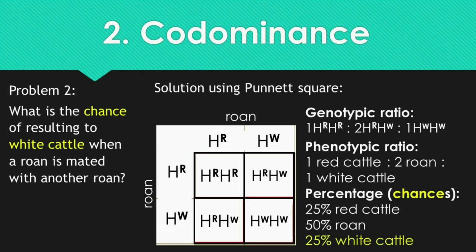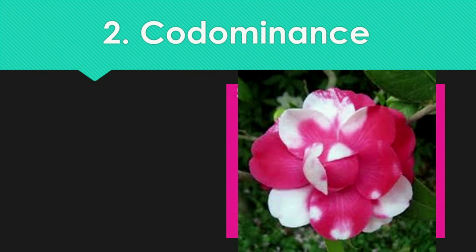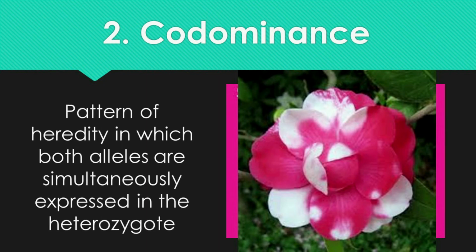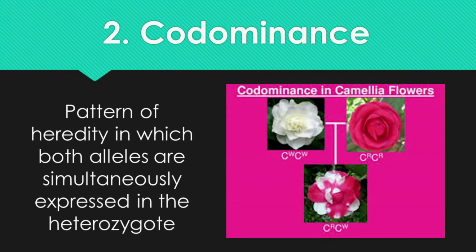Have you seen this kind of flower with white and red patches on its petals? It looks nice, isn't it? Do you have an idea why this flower displays 2 different colors simultaneously? Yes, it is an example of codominance.